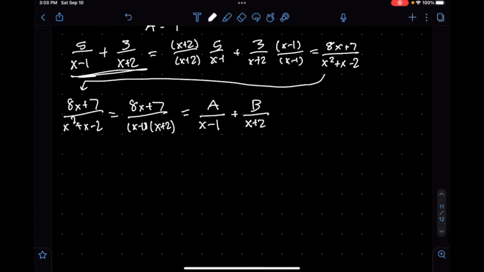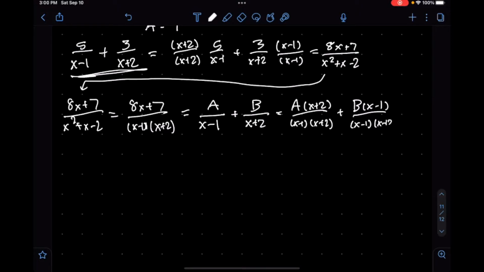So we can multiply the a by x plus 2 and the b by x minus 1. And what that gets us is that the denominators are now the same. So if I rewrite this, we have a times x plus 2 over x minus 1 times x plus 2, plus b times x minus 1 over x minus 1 times x plus 2.